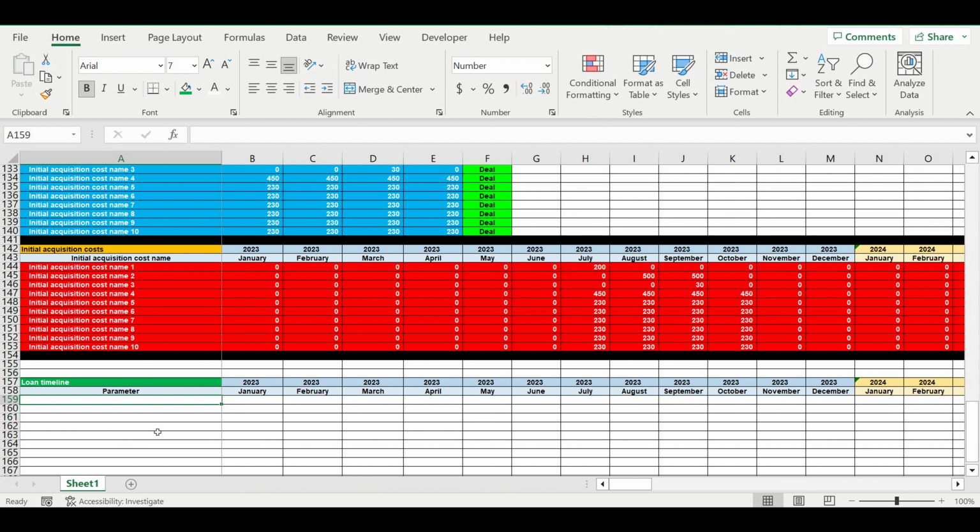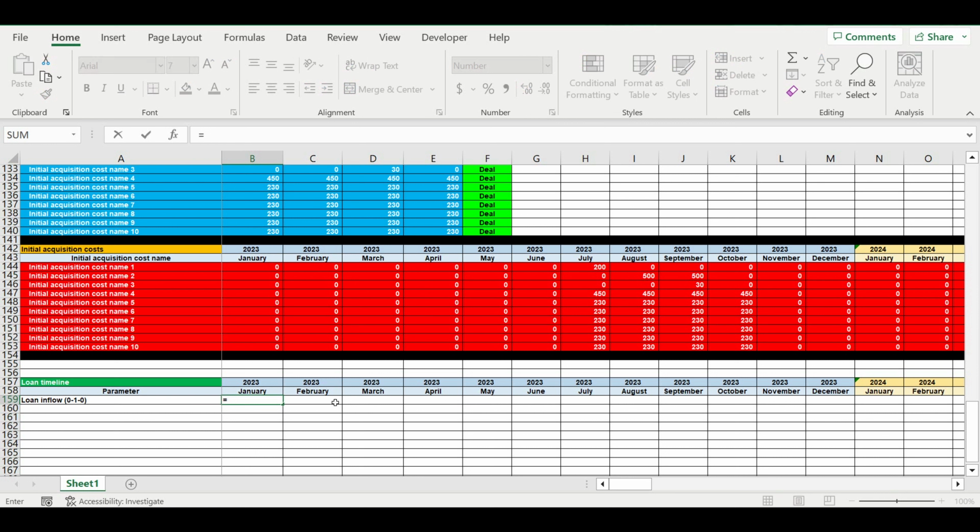And today we will be talking about the loan. So first we need the loan inflow. So first of all we need to place the loan inside the timeline. So how is it done?